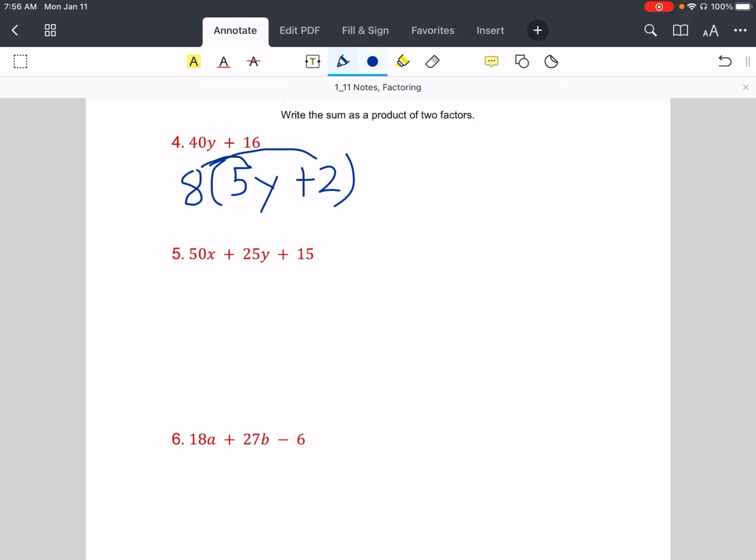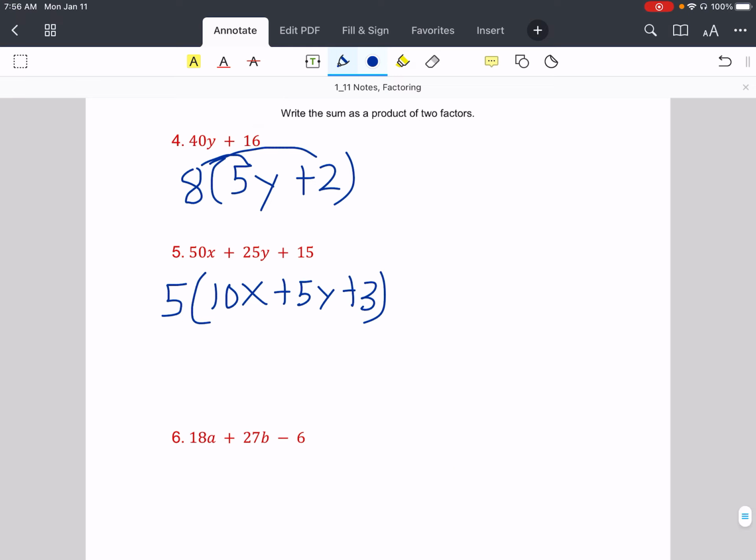For number 5, we're going to factor out a 5. So that means we're dividing everything by 5. 50x divided by 5 is 10x, plus 5y plus 3. So it doesn't really make a difference how many terms we have, but we want to find the greatest common factor of all of the sets.